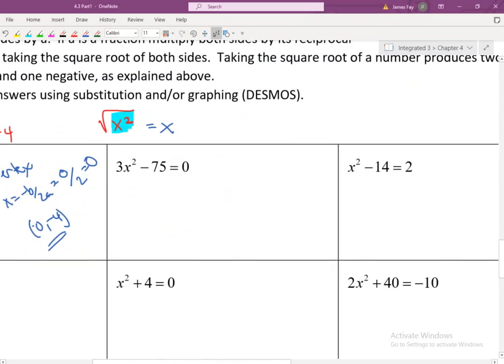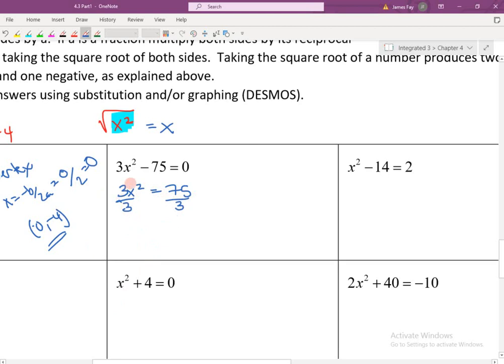All right, let's do this next one. What are you going to do first? Add 75. Square equals 75 square root. Not yet. So then you divide by 2. Yes. Then you have 2x equals 25 and you square root of 25 and x equals 5.